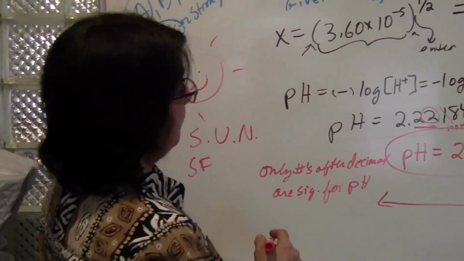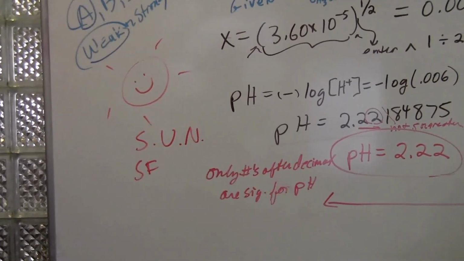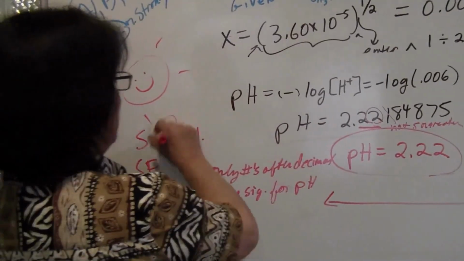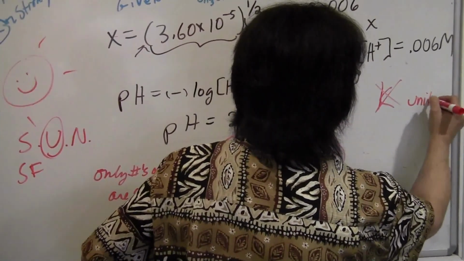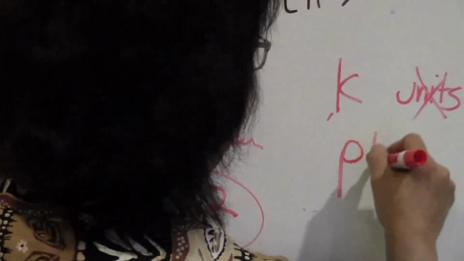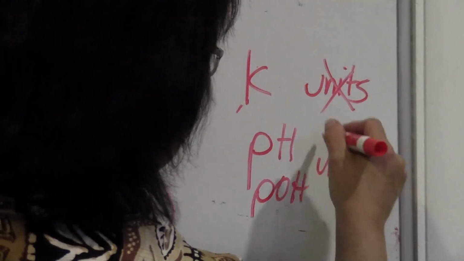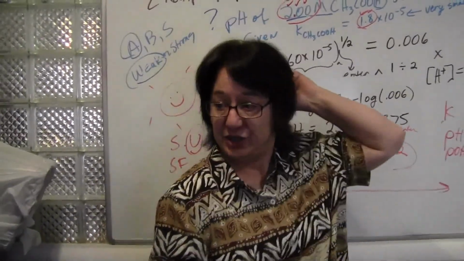Does that make sense? Yeah, it's acidic. ICE, K, solve, check, SUN. Units: does pH have units? No. K doesn't have units. And pH, pOH, they don't have units either. That concludes our example for pH of a weak acid.